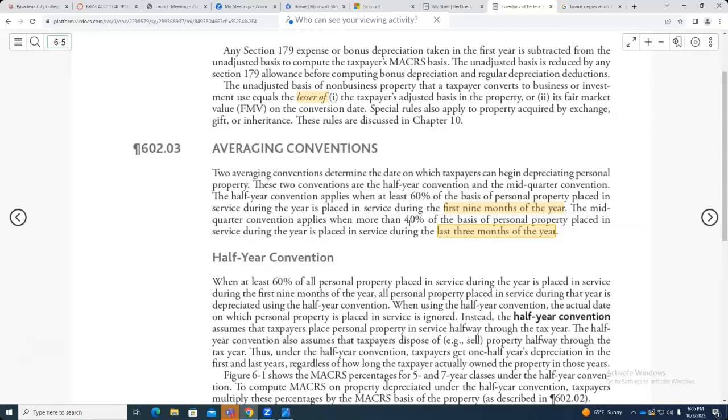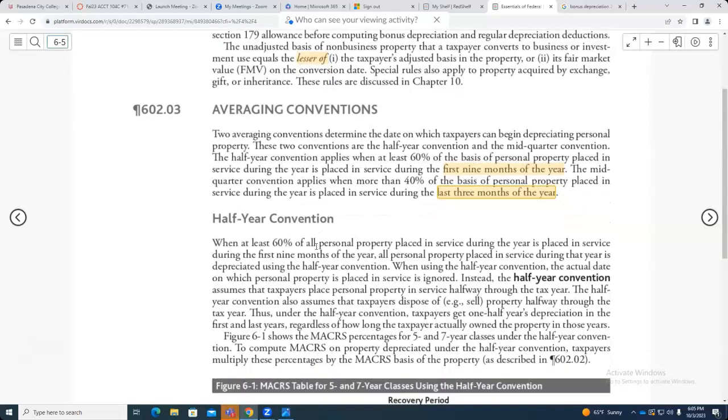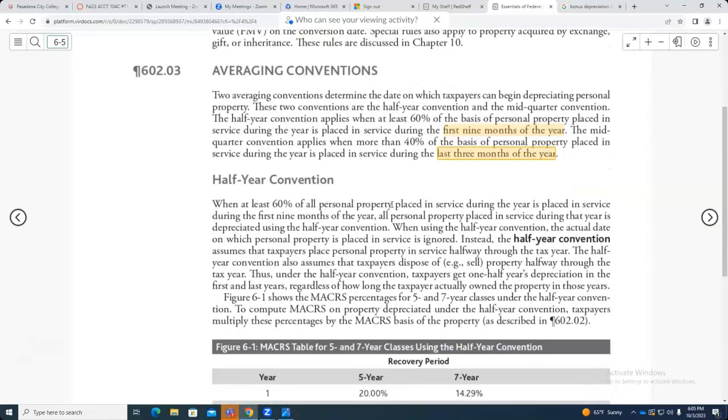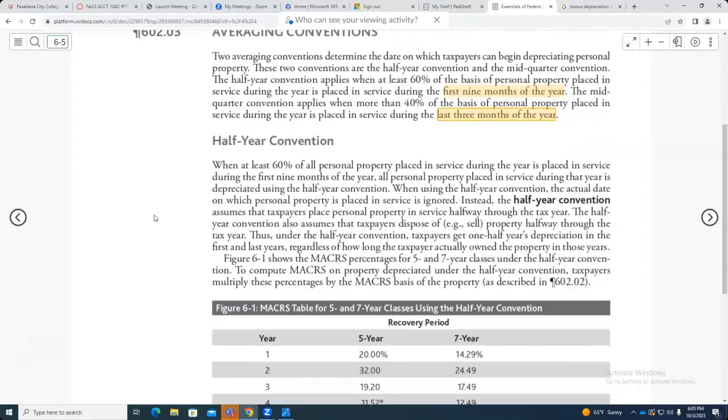But if you buy at least 60% of the basis of all your properties in the year in the first 9 months, then you use half-year convention, which is hopefully most of the time the case. When using the half-year convention, the actual date on which personal property is placed in service is ignored. That means you may put the property in service January 1st, but still you use half-year convention. That means you put it in service in the middle of the year.